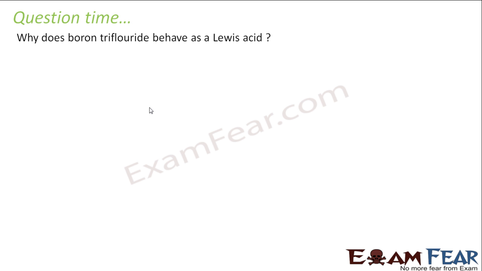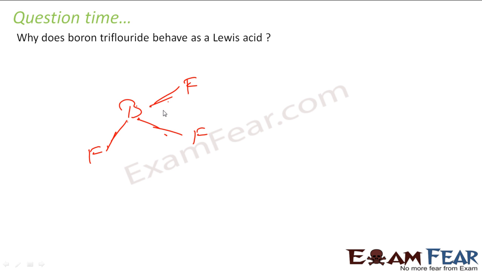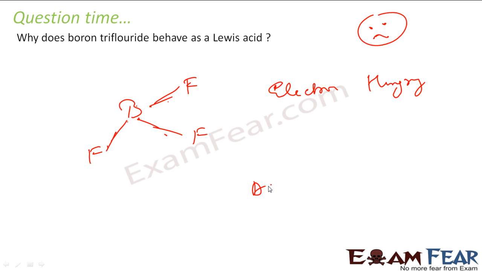So the question is, why boron trifluoride behaves as a Lewis acid? Let's suppose I have 3 halogens here. If you see, the boron has 6 electrons, 1, 2, 3, 4, 5, 6. To be happy, it needs 8 electrons to complete the octet. So it needs 2 electrons. It is electron hungry. Since it is electron hungry, it is not happy, so it accepts an electron pair. Since it accepts an electron pair, it is a Lewis acid.